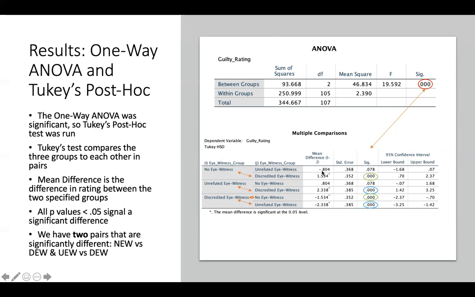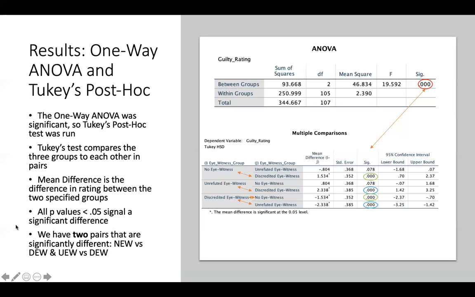You don't really have to report on it. What's important right here is the significance value. So you see it's broken up into three groups and how it compares to the other two. Here you'll see that based on the significance value, the no eyewitness group is significantly different than the discredited eyewitness group. And then the unrefuted eyewitness group is significantly different than the discredited eyewitness group. And obviously that means that the discredited eyewitness group is significantly different from the other two.